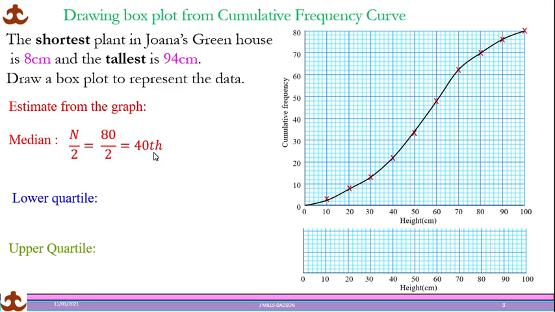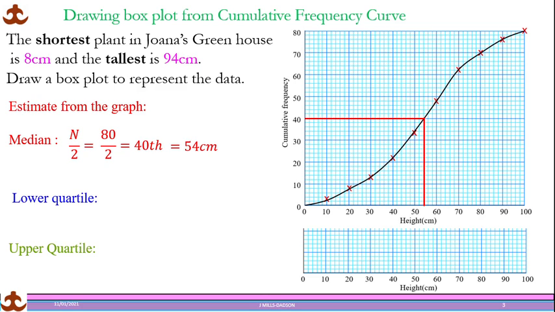That is not an answer. That tells you the position where you will find the exact measurement. So once you divide by 2 and get your 40th as the answer, you need to go and read from the graph. So you go to the 40th on the cumulative frequency, straight line, hit the graph, bring it down, and read the height. So 40, bring it down, and we read that mark, and we have 54 cm. So our median from the graph is 54 cm.